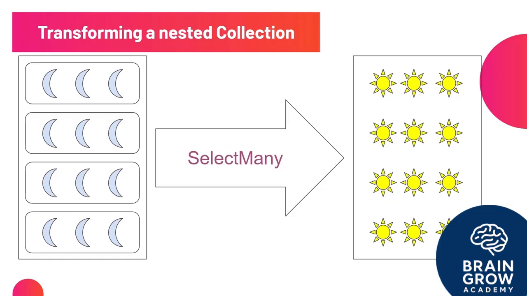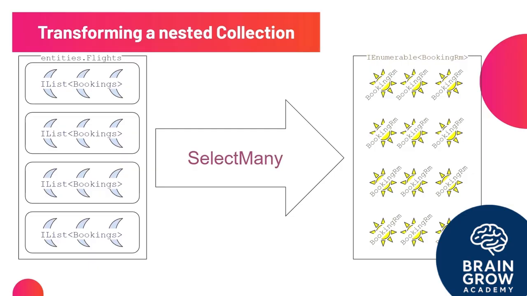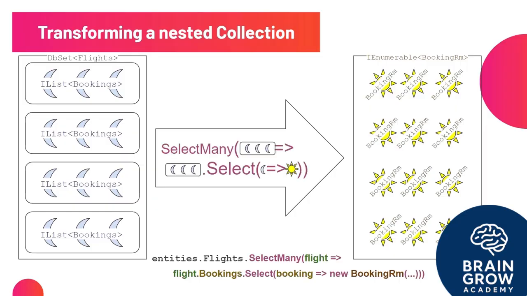Now that we understand what the SelectMany method does, let's transform the bookings. We have a collection of flight entities in the application. Each flight has a list of bookings internally. And we want to transform the internal bookings of all flights into a flat collection of BookingReadModels. You know all you need to do such transformations. So let's do it now.